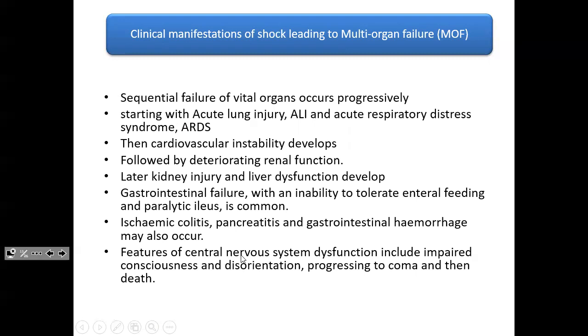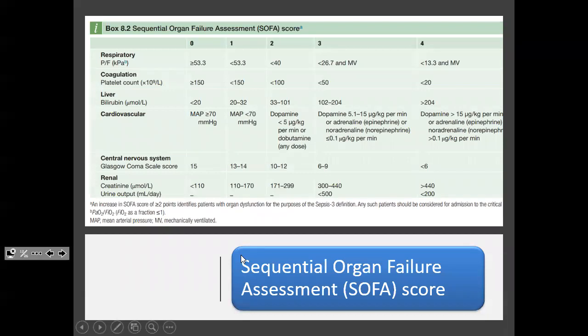Now, how do we assess it? The recent advances have led to using this score, the SOFA score, or Sequential Organ Failure Assessment score. Basically, if we start with the respiratory system, we need to have a score of more than 2 points. Some of them are 0, some are 1, 2, 3, and 4. And as the score increases, the chances of fatality, the chances of increased morbidity, and the chances of the patient spending more time in the ICU increase.